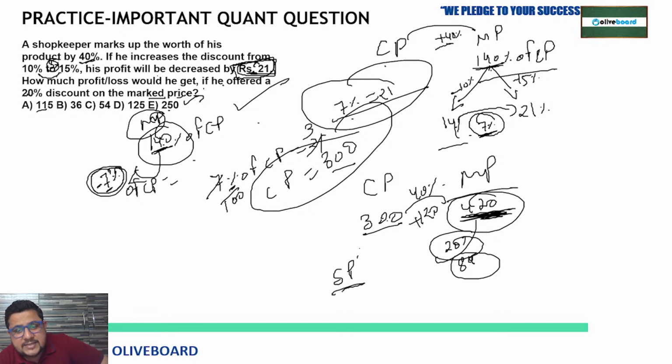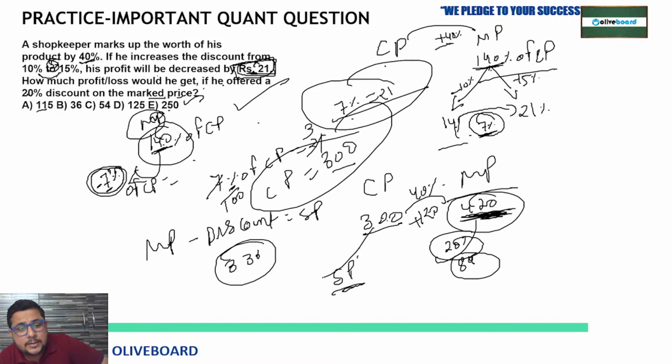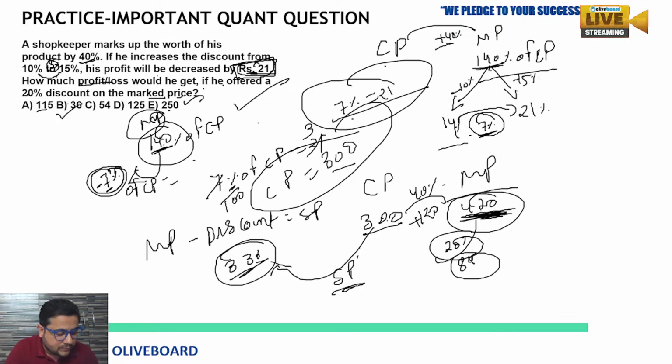That is going to be the selling price. Because see, marked price minus discount will get you what? The selling price only. And you are getting what? 336. So cost price is 300 and this 336 is 36 more than the cost price. So how much profit you are getting here? You are getting a profit and that is 36 rupees. Option B is going to be the correct answer of this question.